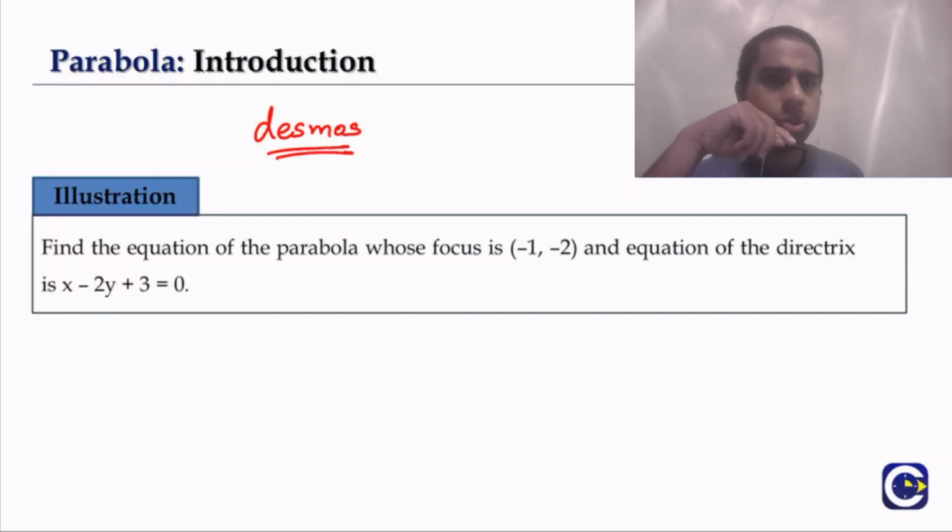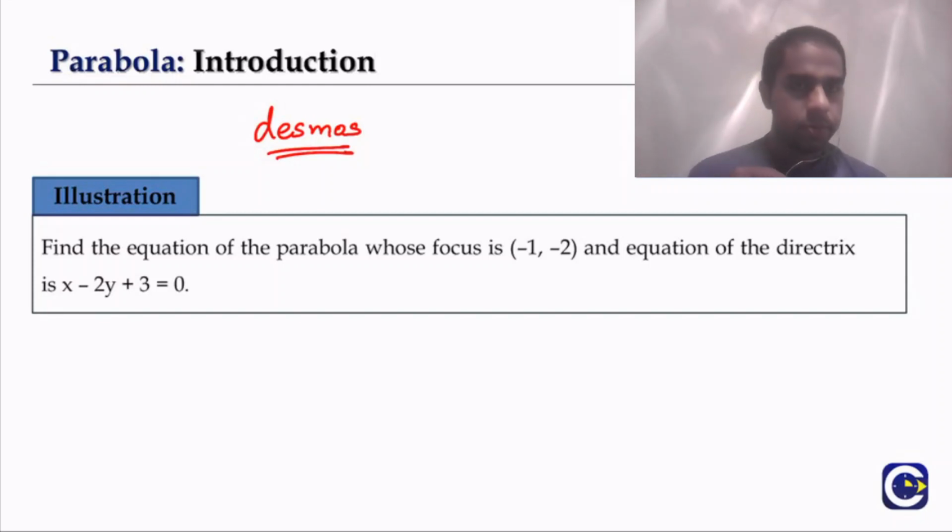So I will be showing you a small demonstration of Desmos. After doing this problem for parabola, I will be inputting the equation of the parabola which we are getting, and the equation of the directrix which is mentioned in the question, in Desmos. I will show you how the graph turns out.